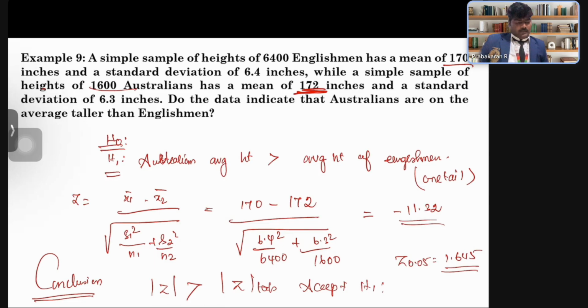So we have seen the Z test for a single sample mean compared with the population mean, and also comparing two sample means in these sections. Then I will continue further, that is we'll see proportion later. Thank you.